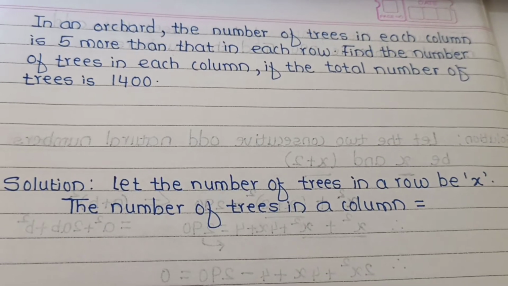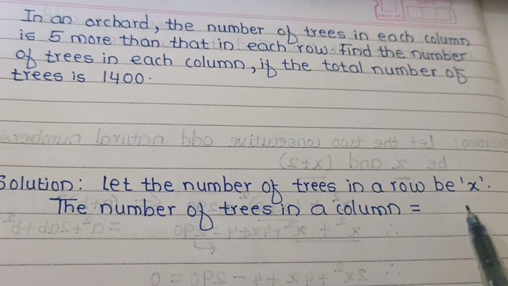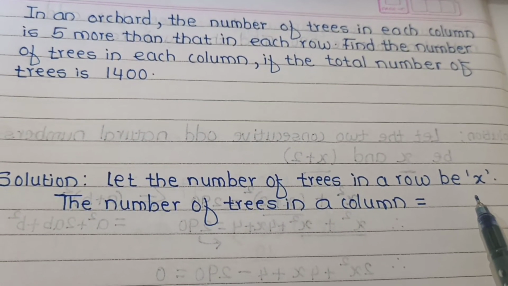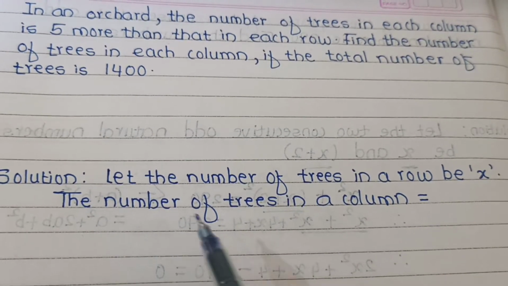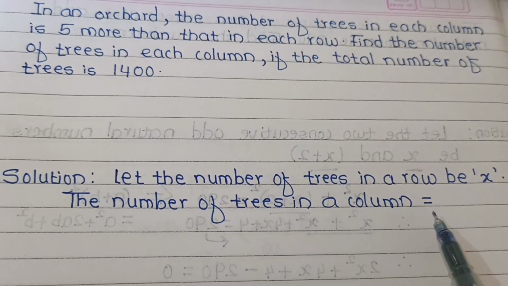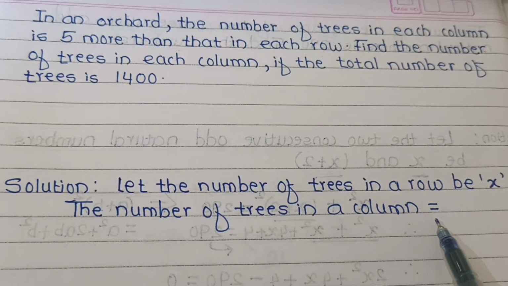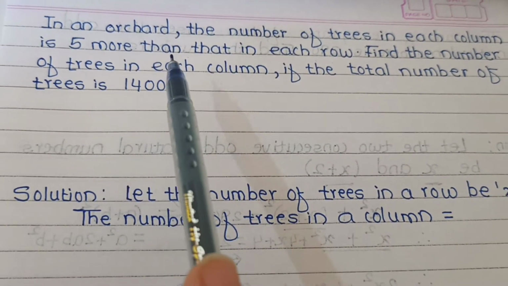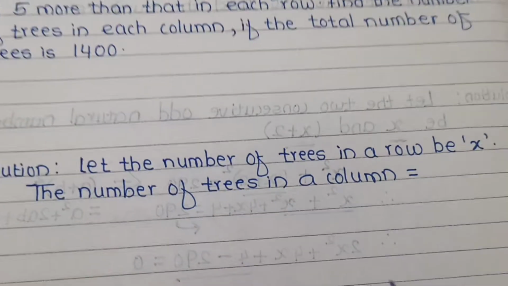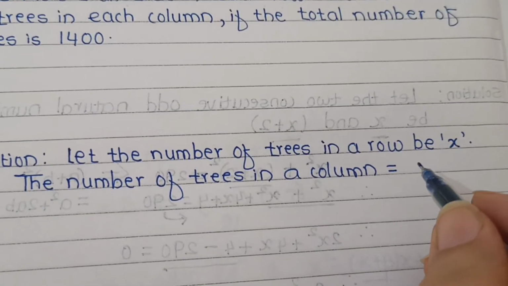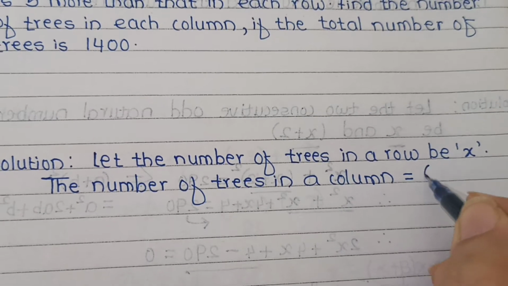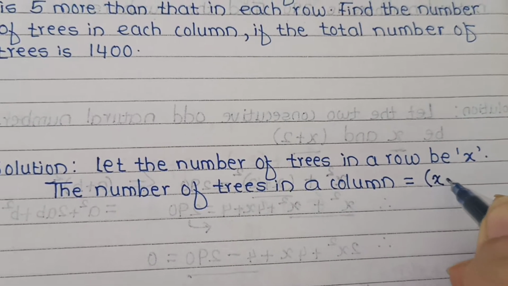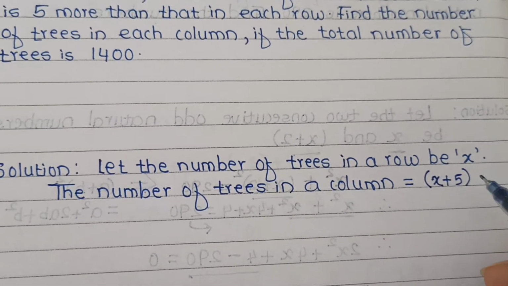Solution: let the number of trees in a row be x, as we don't know how many trees are there in a row. A condition is given in the question that the number of trees in a column is 5 more than the number of trees in a row. So therefore, if the number of trees in a row is x, the number of trees in a column will be considered as x plus 5.